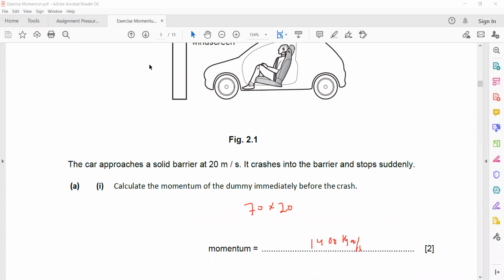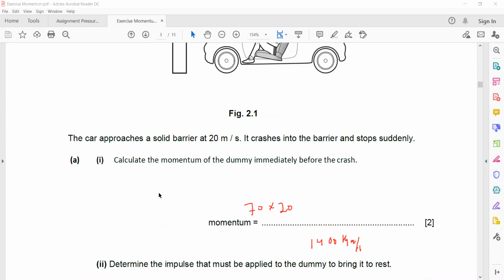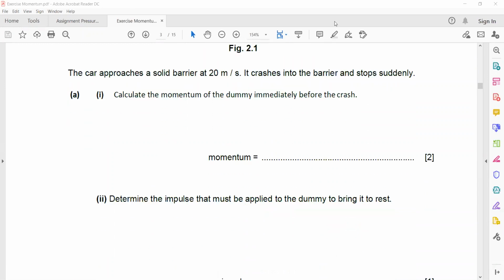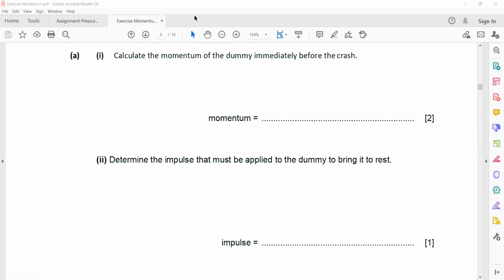And in the next part, determine the impulse. Impulse means change in momentum. There are two formulas for impulse. It's either force multiplied by time or the change in the momentum. So, as we know, impulse is equal to final momentum minus initial momentum.